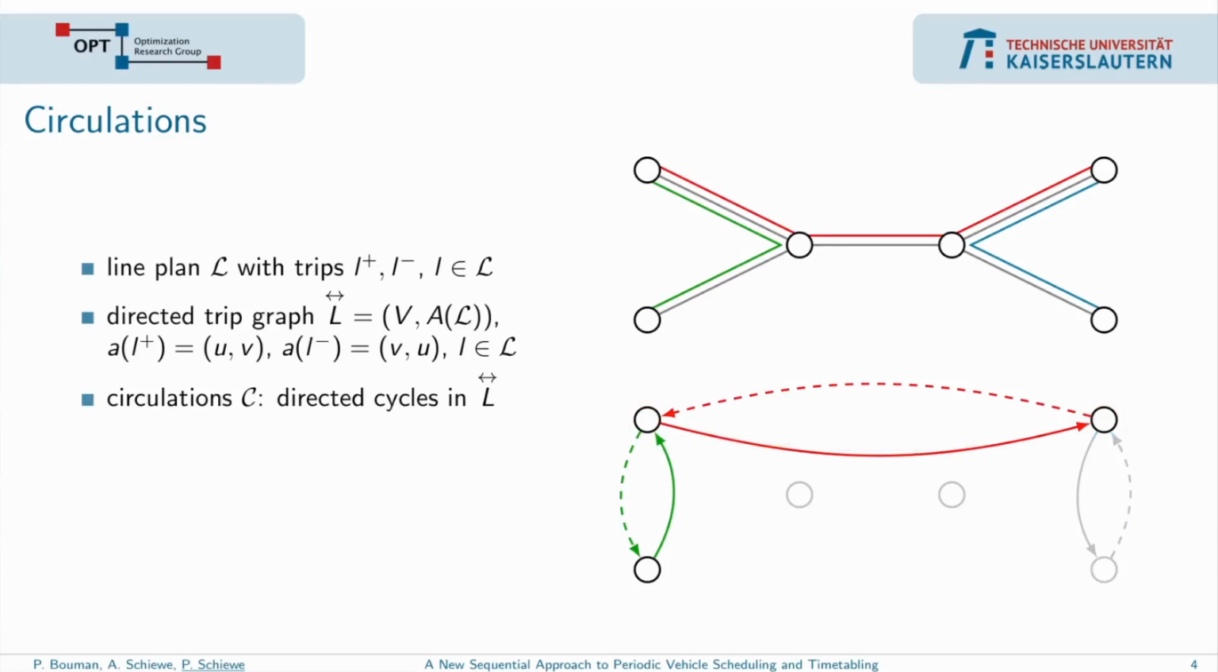As we are considering periodic vehicle scheduling for a periodic timetable, we assume that the vehicle routes are circulations, which is directed cycles in this trip graph. For such a circulation, we can now determine the minimal number of vehicles needed by dividing the total time of the trip by the length of the planning period and rounding this number up.